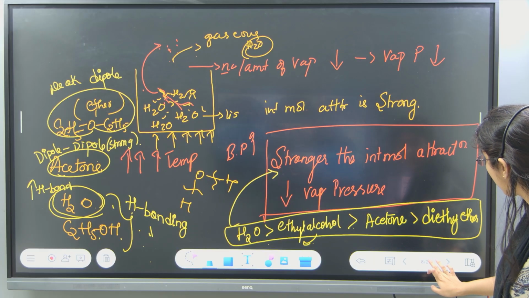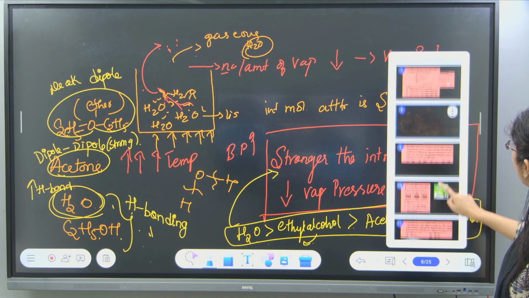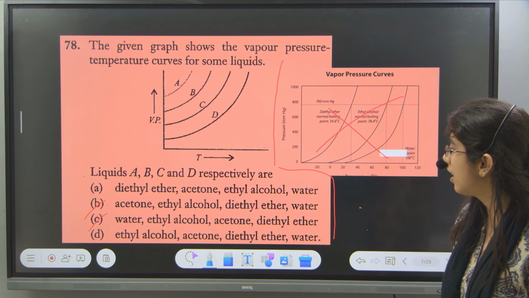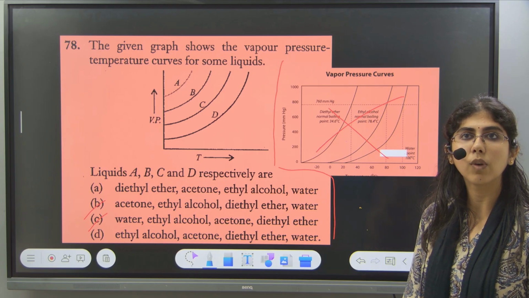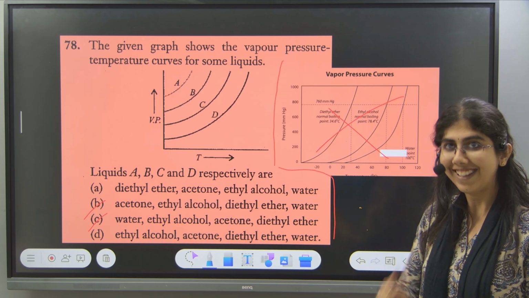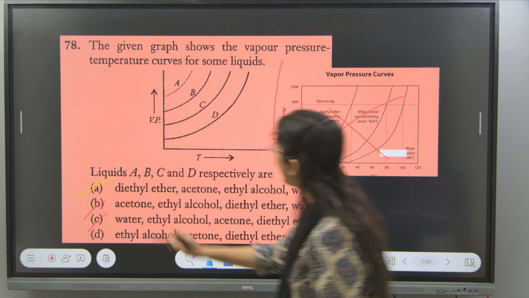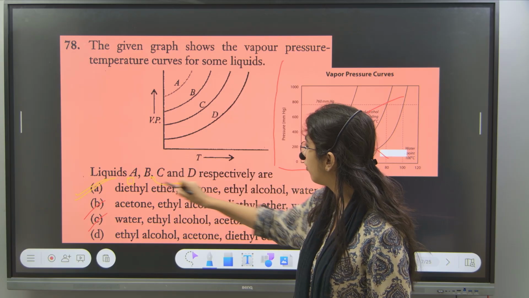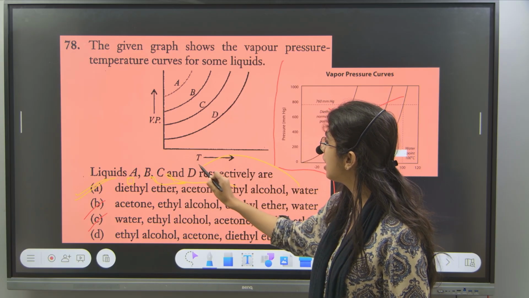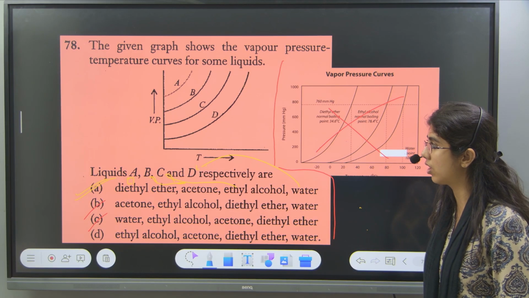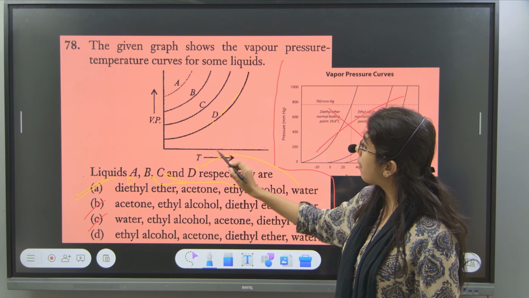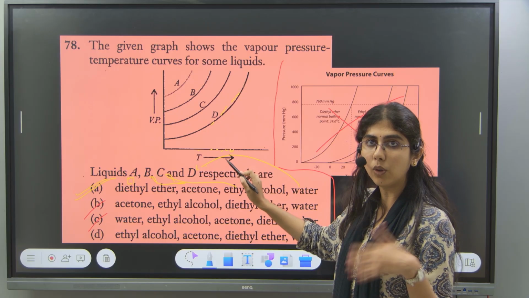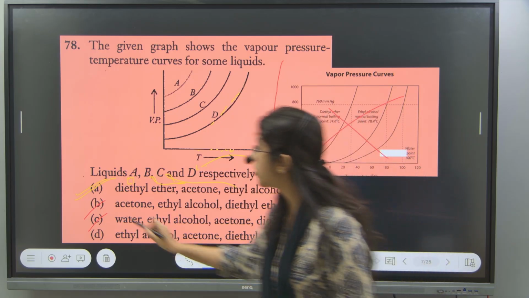We shall come to that question and check. Where is that question? Yes, here. Option D? Check once again. A. Yeah, A. So A is correct. A is diethyl ether, acetone is B, ethyl alcohol C, and water is D, which has low vapor pressure. Look, to convert this into vapor, we have to apply a large amount of temperature, right? We have to increase the temperature. You can observe it that way also. Okay, option A is correct.